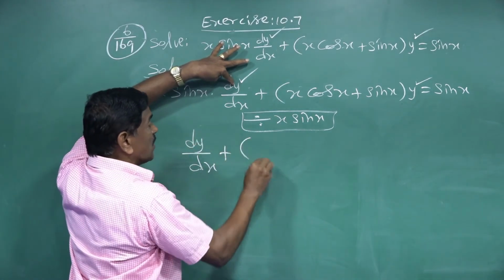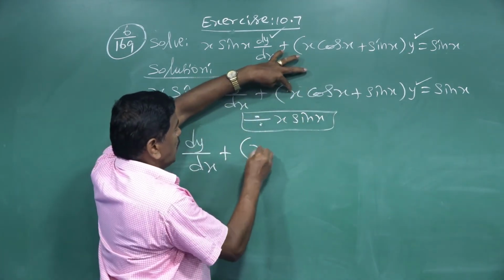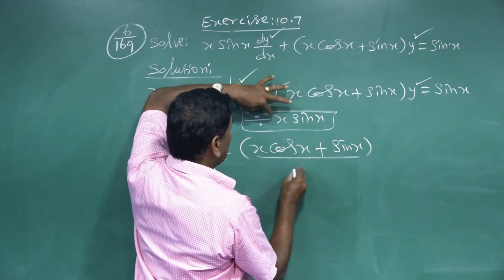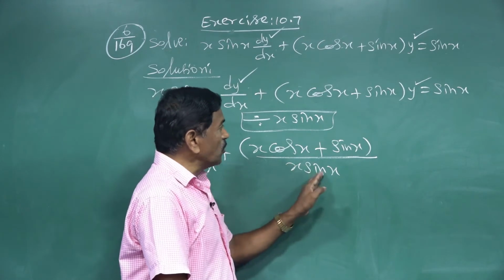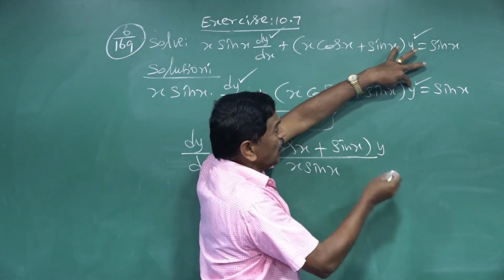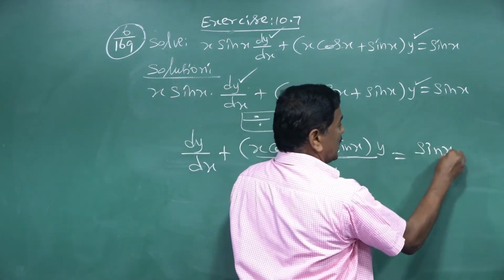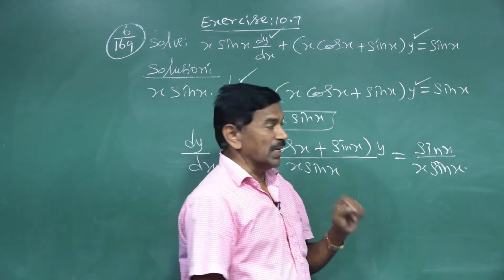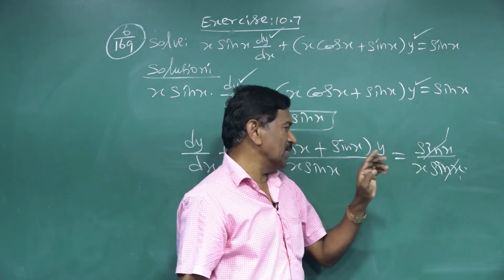dy by dx plus the bracket divided by x sin x. You write it as it is. The bracket is x cos x plus sin x, divided by x into sin x, into y. Don't forget the y. That is equal to sin x divided by x into sin x. Now, in the RHS, any simplification? Yes, sin x cancels with sin x, and 1 by x remains.